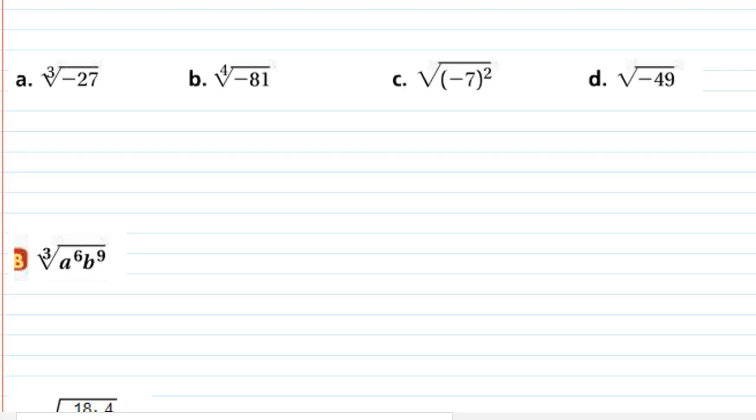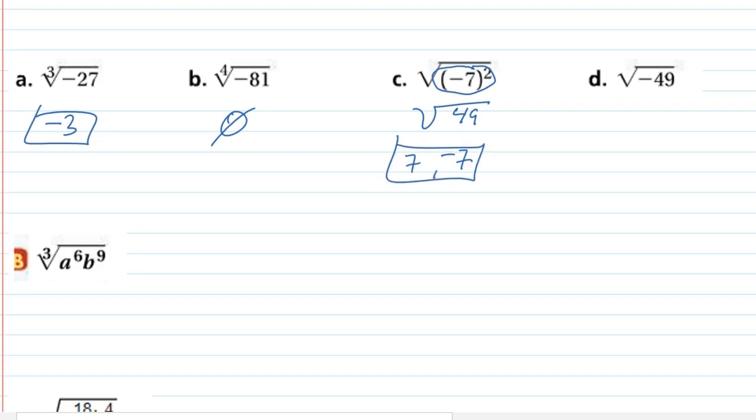Cube root of negative 27 is going to be negative 3. Fourth root of a negative 81 is no solution. Now this is interesting. I'm taking the square root of a negative, but it's being squared. Our order of operations tells us to do what's inside first. That means we're going to have the square root of negative 7 squared. Negative 7 squared is a positive 49, and the square root of 49 is negative 7 or positive 7. And last, the square root of a negative 49 is no solution.